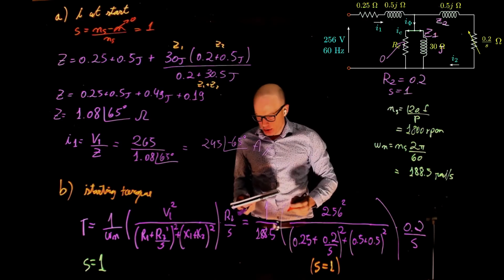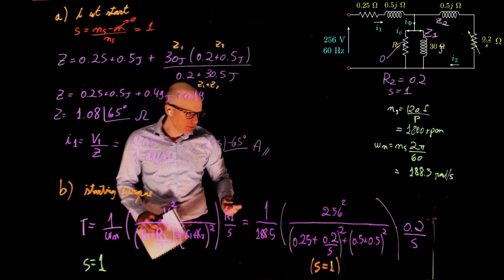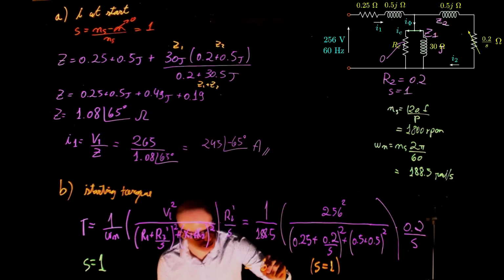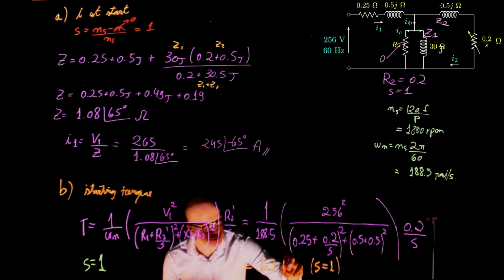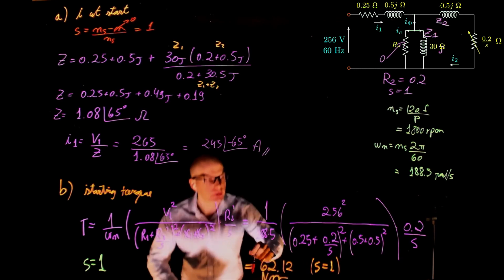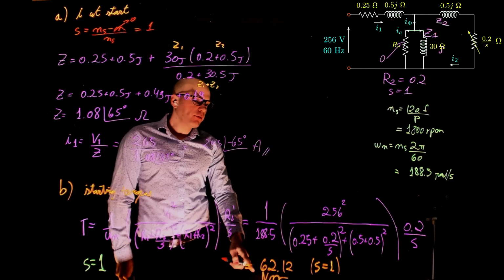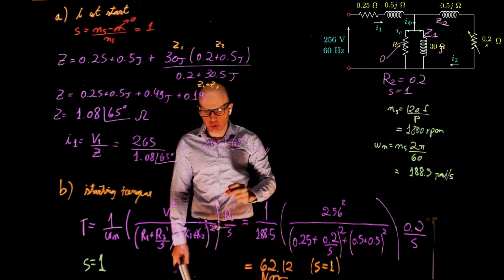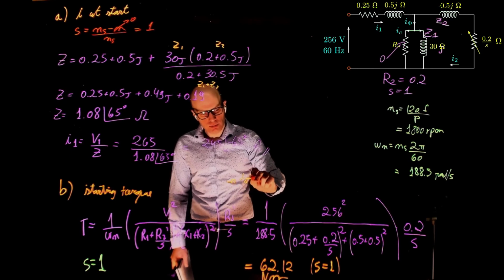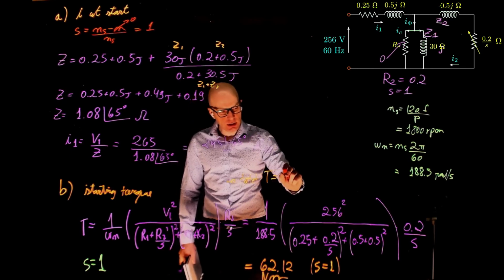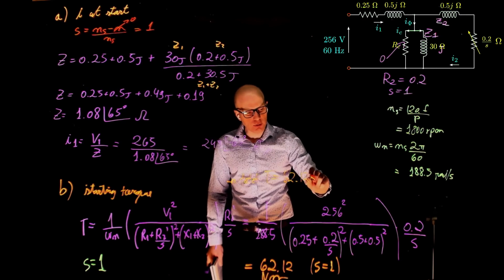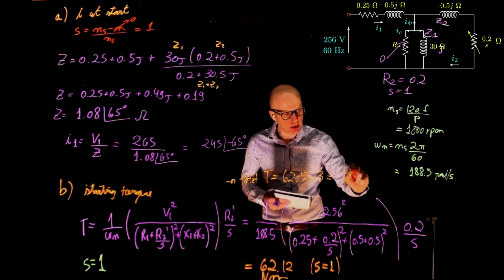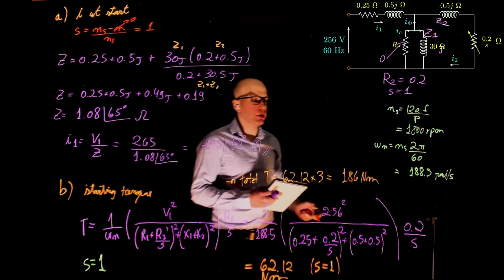This will give 162.12 Newton meters. This is for one phase only. We dealt with this equivalent circuit for one phase. What is the total torque? Total torque is 62.12 times 3, which gives 186 Newton meters at start.